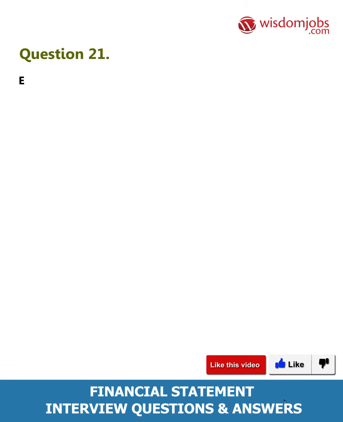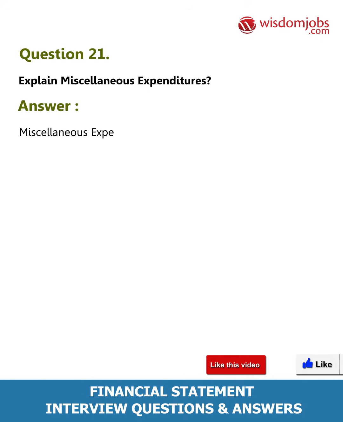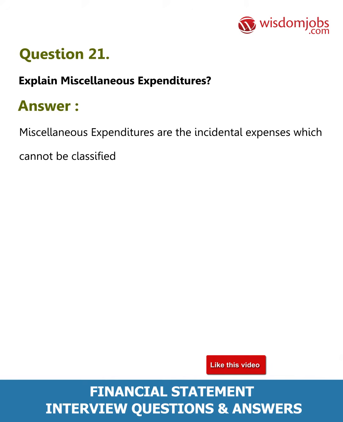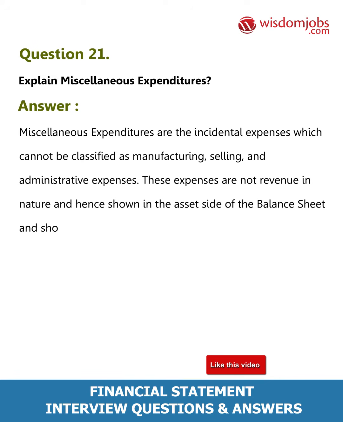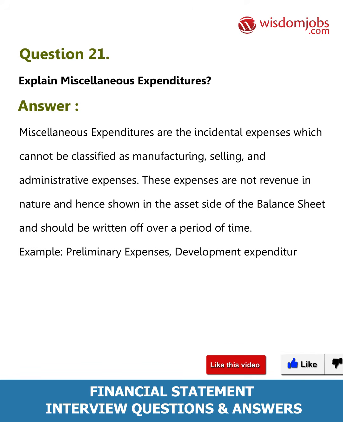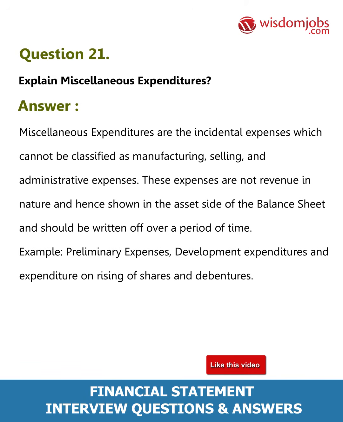Question 21. Explain miscellaneous expenditures. Answer. Miscellaneous expenditures are the incidental expenses which cannot be classified as manufacturing, selling, and administrative expenses. These expenses are not revenue in nature and hence shown in the asset side of the balance sheet and should be written off over a period of time. Example: preliminary expenses, development expenditures and expenditure on raising of shares and debentures.